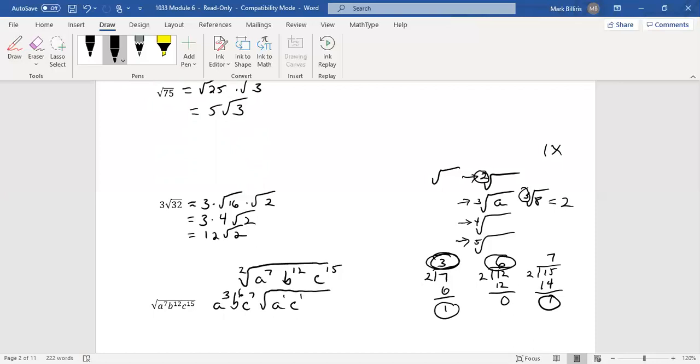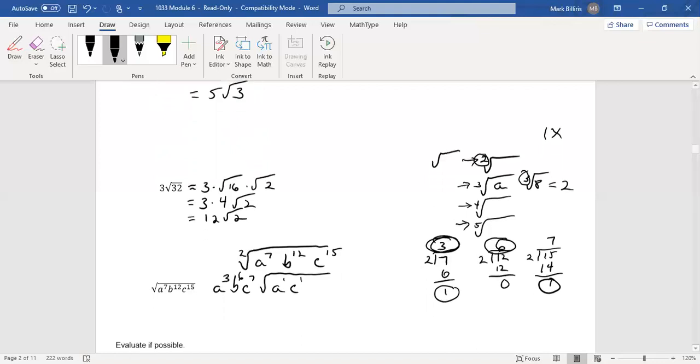So when we're showing our answer, we don't show the exponent of 1. So our answer would be a to the 3rd, b to the 6th, c to the 7th, times the square root of ac. We're going to be using this approach more, so you'll see more examples coming up.